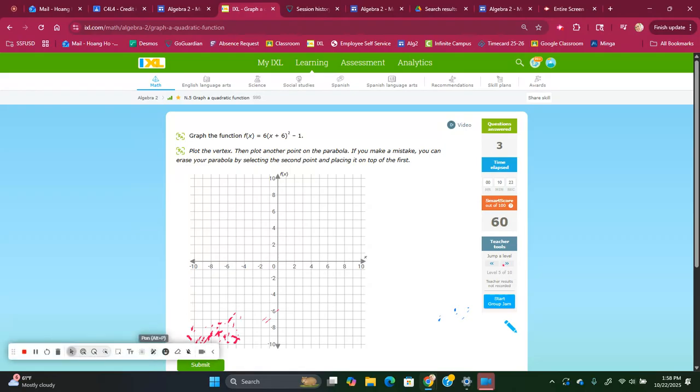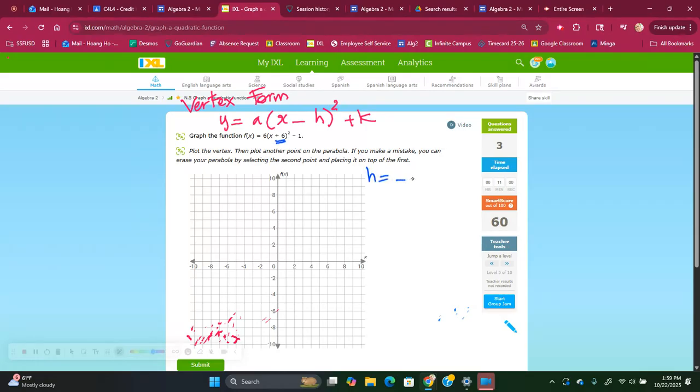Let's write the vertex form one more time. y equals a(x subtract h) squared plus k. It's called vertex form because you can see the h and the k, and that is the vertex. Take a look over here again. Look under the square part, and you see positive 6. The h should be the opposite, so negative 6. Make sure you take the h as the opposite.